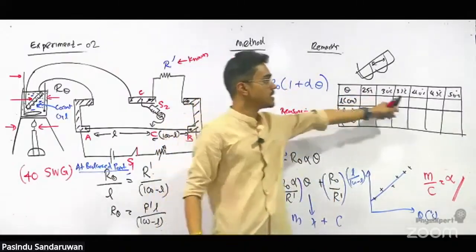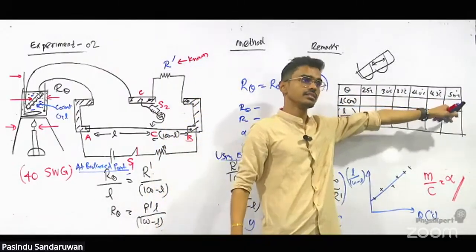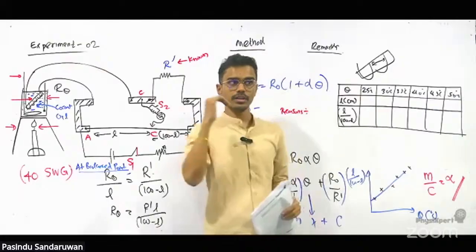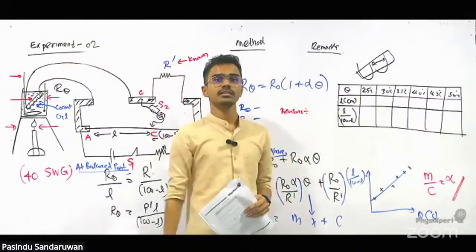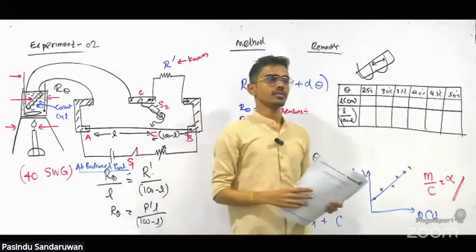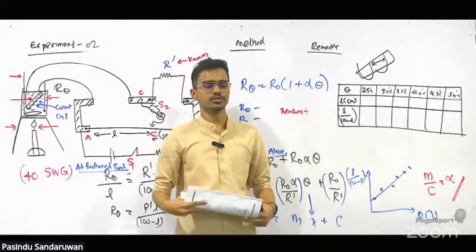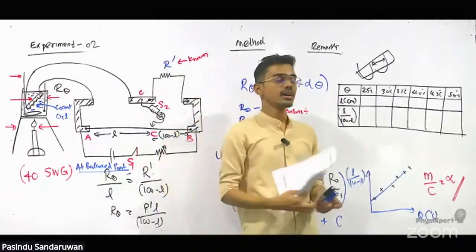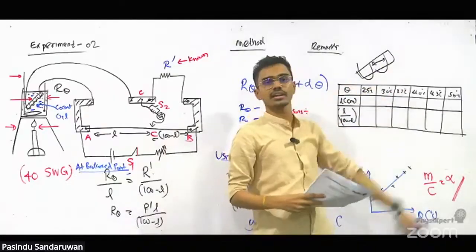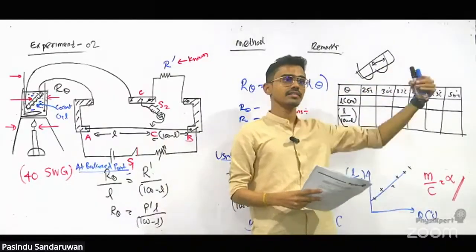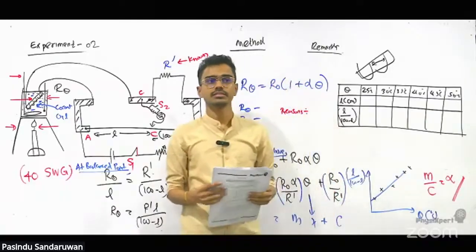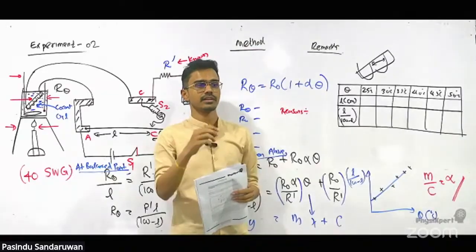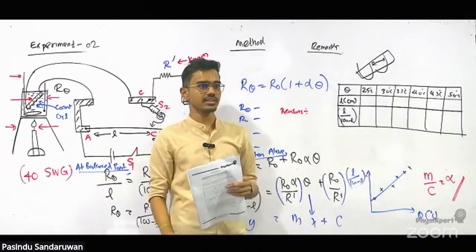And the next option: if you are taking these readings for a higher range, there's another advantage of coconut oil, because the boiling point of coconut oil is higher than that of water. The boiling point of coconut oil is around 170. So we can take readings beyond 100. Otherwise, if you use water, definitely you have to stop before 100, because it reaches the boiling point.